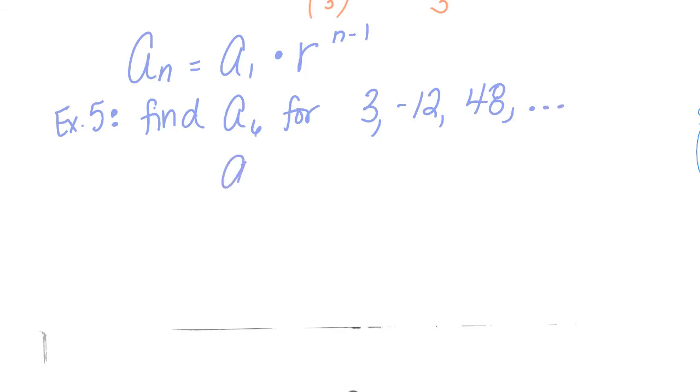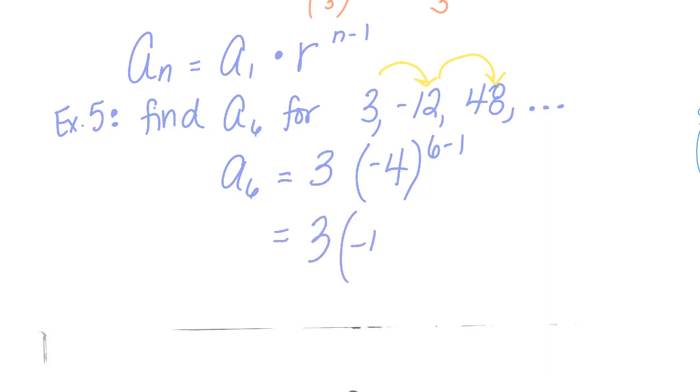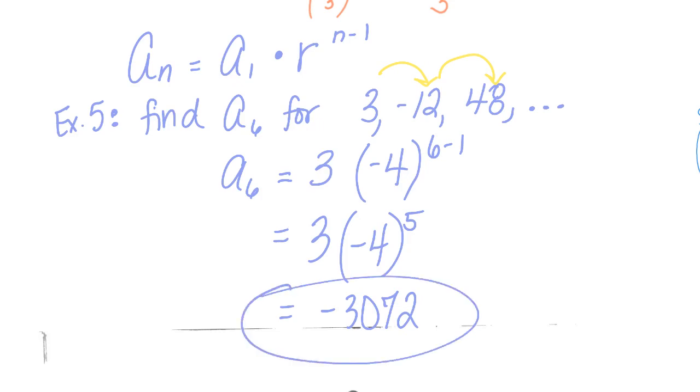So we are looking for the 6th term. My first term is 3. So what are we doing to this to get to -12, to get to positive 48? We are multiplying by the common ratio of -4. And remember, we're finding the 6th term, so 6 minus 1. Again, I would just put this all in your calculator. And the answer is -3072.